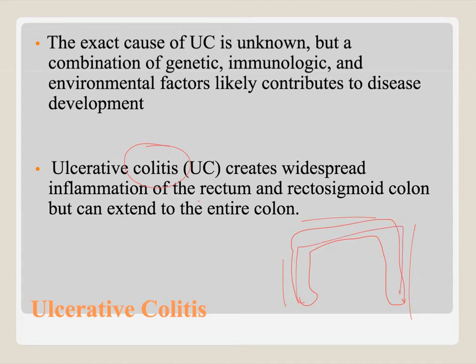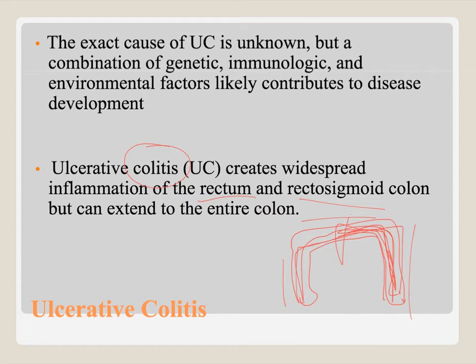And as you can see here, we're talking around the rectum and the rectosigmoid colon, which is this area here, where you're going to see ulcerative colitis the most. It can extend through this whole colon, but for the most part, it's down low here. That's what sets it apart from Crohn's disease. You'll understand that a little more as we walk through the difference between ulcerative colitis and Crohn's disease.